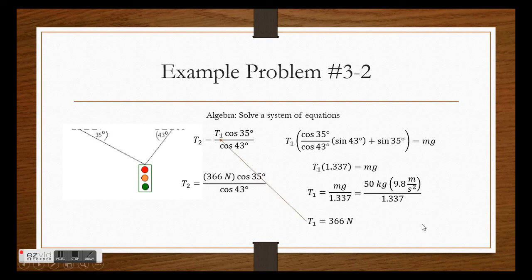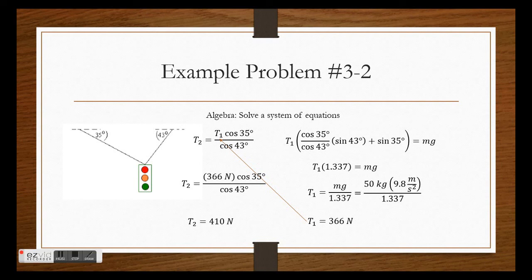Now if I substitute T1 back into the equation up there, I can calculate T2 is 410 newtons. Now it's worth pointing out at this point that neither T1 nor T2 equals the weight of the stoplight, and that T1 and T2 do not add up to be the weight of the stoplight.